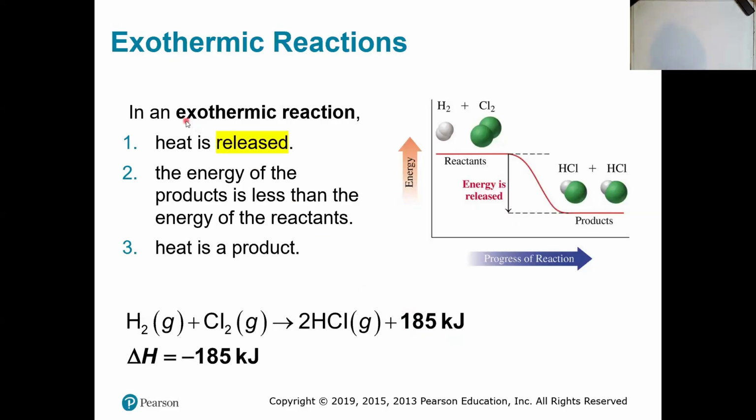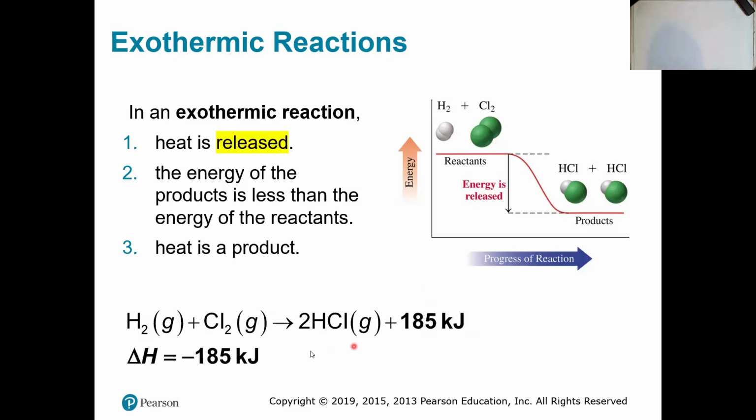Like I try to look for the similarities in the words to help with the remembering. So exothermic starts with EX and exit starts with EX. So you could think about it like in an exothermic reaction, the heat is going to be exiting your reaction as a product. So what you're seeing represented here, they're saying that hydrogen plus chlorine gas produces 2HCl gas and it's releasing 185 kilojoules of heat.